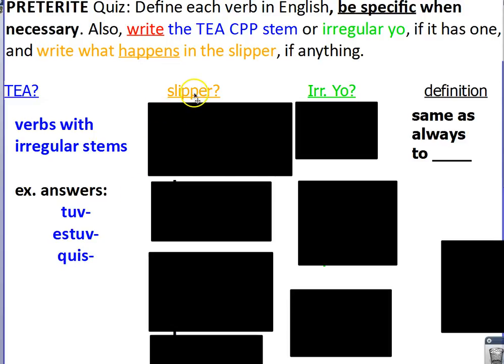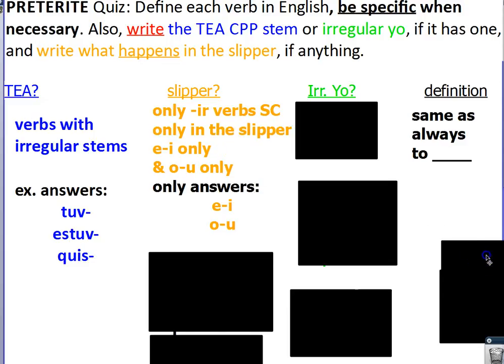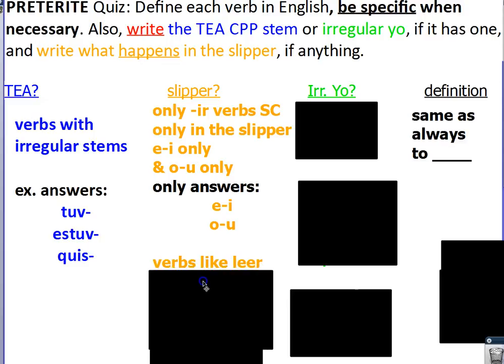The next category asks you for what happens in the slipper. So if you recall, IR verbs stem change in the slipper, E to I only or O to U only. So if it's an IR verb that is also a stem changer, your only answers could be E to I or O to U. I'm not sure when we talked about this, but we can talk about it some more if you have questions. But we do have one other thing that happens to the slipper in the preterite.